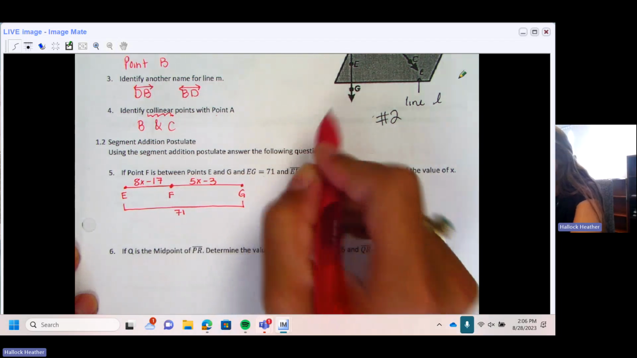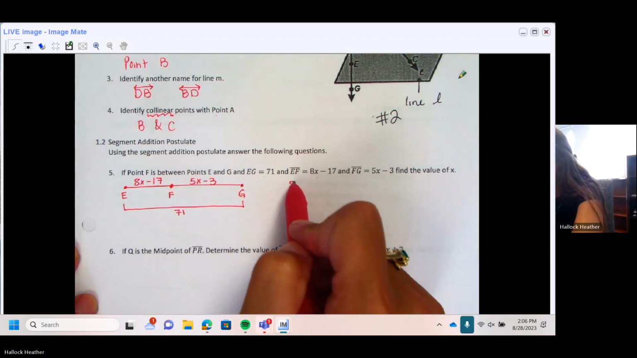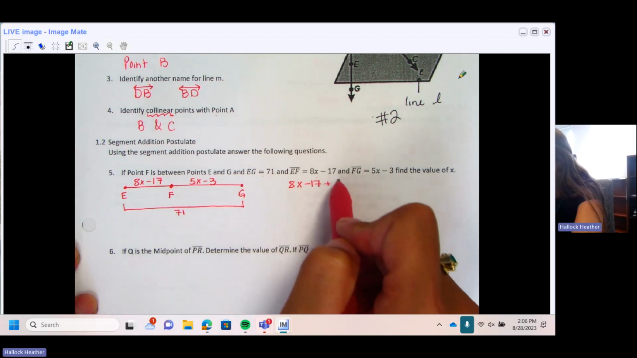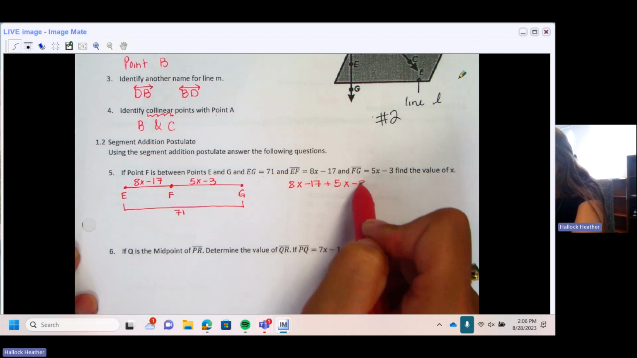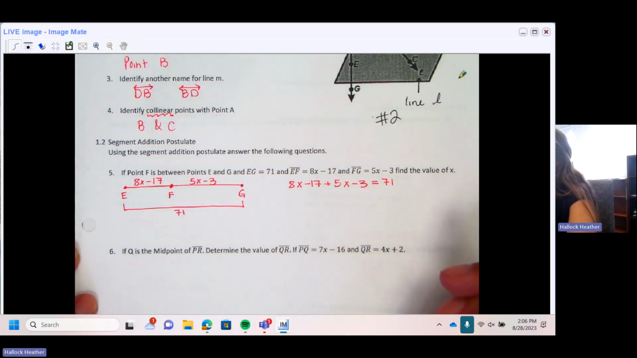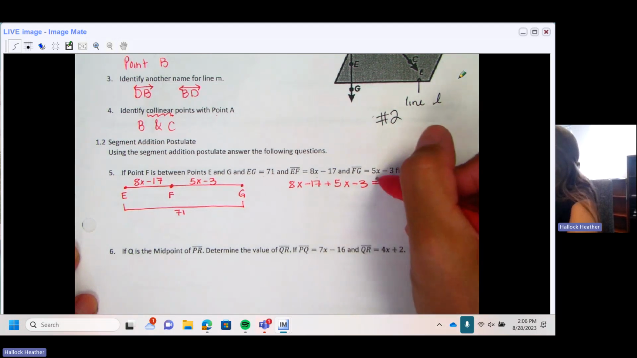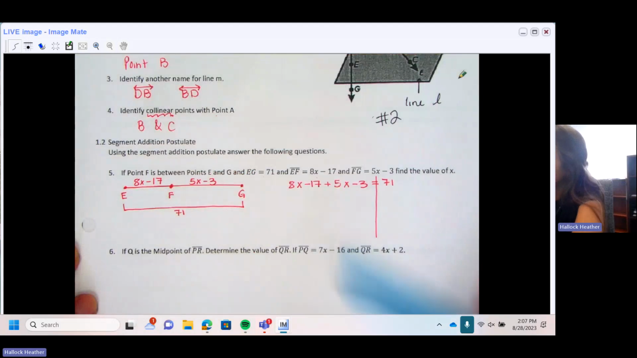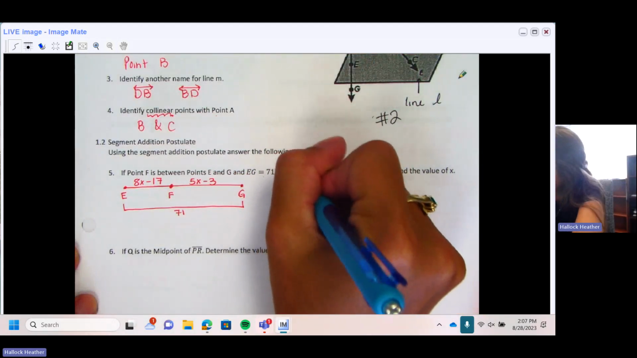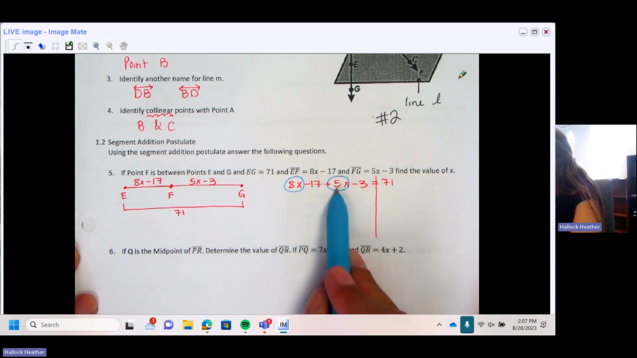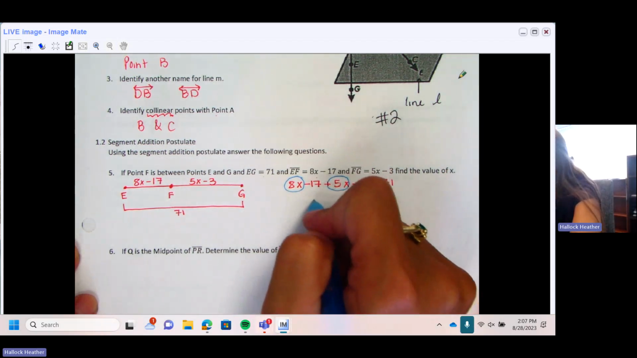So the equation for this would be 8x minus 17 plus 5x minus 3 equals 71. And then I'm going to combine like terms. So if I draw my line, I have x's that are on the same left side together. They're both positive. 8 and 5 are both positive. So I'm going to bring down 13x.